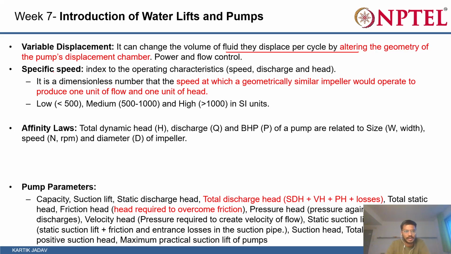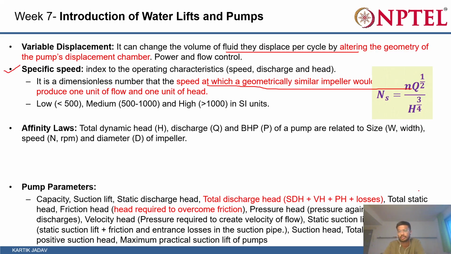And in this variable displacement pump, the most commonly used concept is specific speed, as it is the index providing operating characteristics. So basically it relates the speed, discharge, and head. It is a dimensionless number: the speed at which a geometrically similar impeller would operate to produce 1 unit of flow and 1 unit of head. So this is the formula for specific speed.